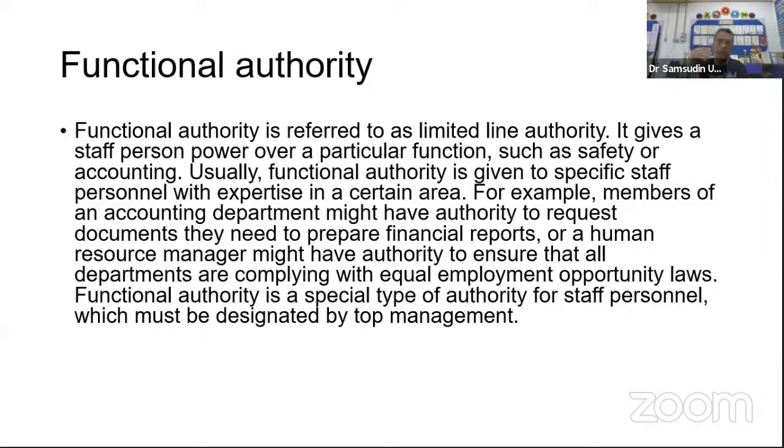I gave you the example just now, what? A quality unit. This quality unit is responsible, has its own authority, and deals with the line authority and also the staff. Okay, so there's another function, the authority we call functional.